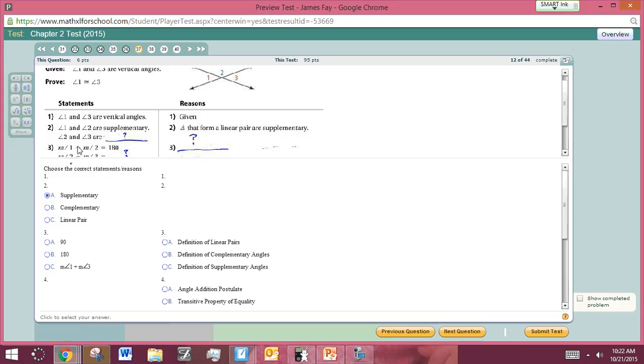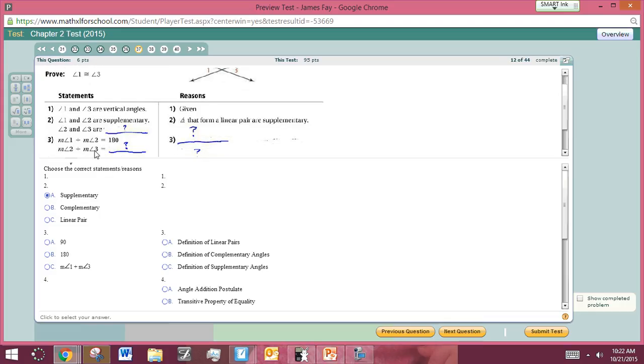Now, number 3 here, we have to fill in the number that goes here, 2 and 3. They were supplementary. That's what we came up with up here. So they must also be 180. So for 3, I click on the 180 here. And that reason is, why do I know 1 plus 2 is 180 and 2 plus 3 equals 180? It's because I knew up here that they were supplementary, and that's the definition of supplementary angles.